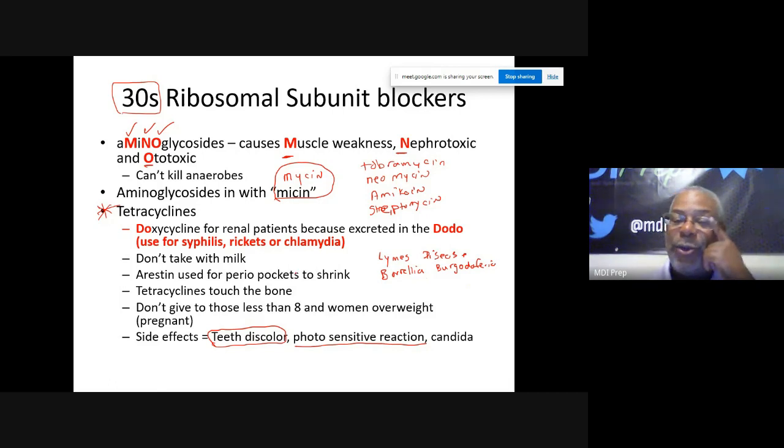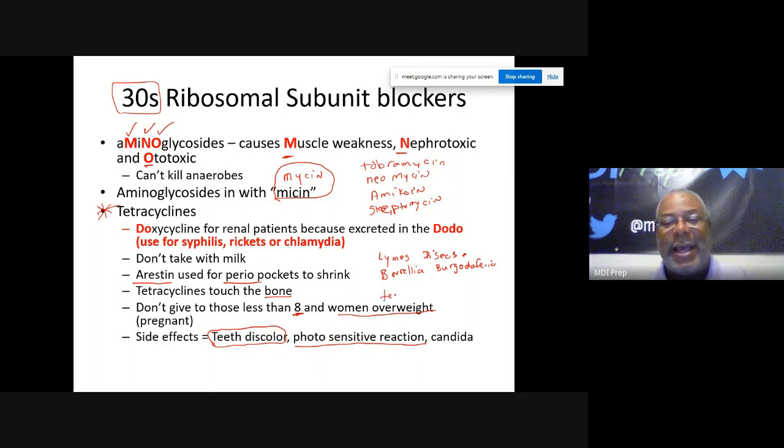Now, when you get into perio and things like that, you're going to be talking with the periodontists who are going to be teaching that, and they'll tell you about Arestin and other reasons you would use a tetracycline. We won't talk about that tonight. But basically, with tetracycline, it can affect the bone. You don't give it to those less than 8, meaning children, and women who are pregnant. So tetracycline is what we call teratogenic.